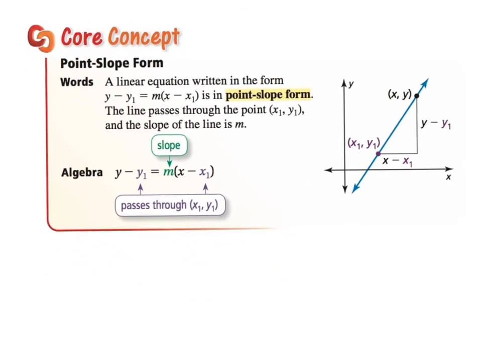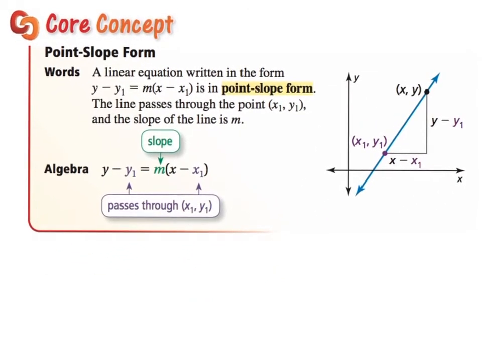And here it is, your core concept. In words, a linear equation written in point-slope form looks like this. y minus y sub 1 equals m, your slope, multiplied by the difference of x and x sub 1. The line passes through (x sub 1, y sub 1), and the slope is m.